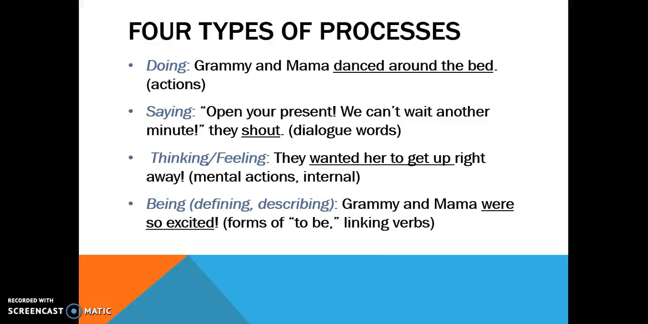Saying. I'm going to repeat this a few times. Saying processes are the dialogue words, not the actual dialogue. It is not the actual dialogue. So a saying process is going to be the word shout. "Open your present, we can't wait another minute," they shout, showing us how they said it. Now this would be completely different if it said, "Open your present, we can't wait another minute," they whined, they screamed, they cried. All have different interpretations for the character. So we are looking at the dialogue word, not the actual dialogue.